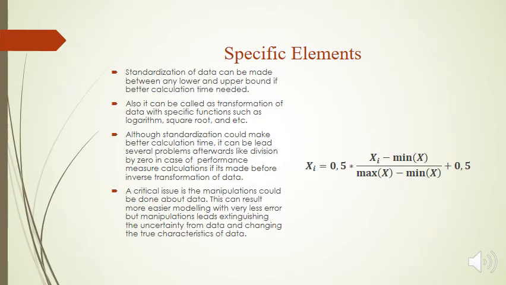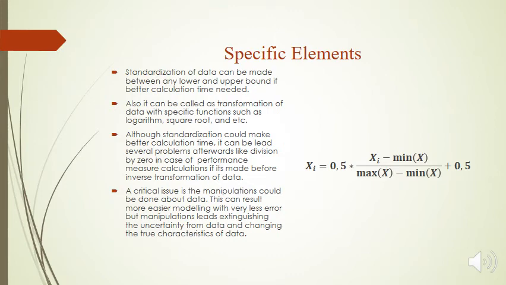Standardization of data can be made between any lower and upper bound if better calculation time is needed. It can also be called transformation of data with specific functions such as logarithm, square root, and so on. Although standardization could make for better calculation time, it can lead to several problems afterwards, like division by zero in performance measure calculations if it's made before the inverse transformation of data.